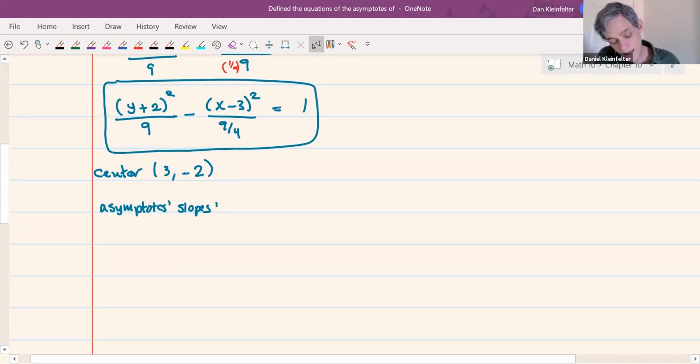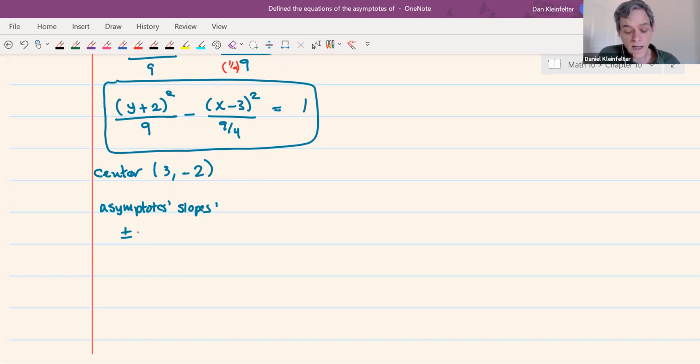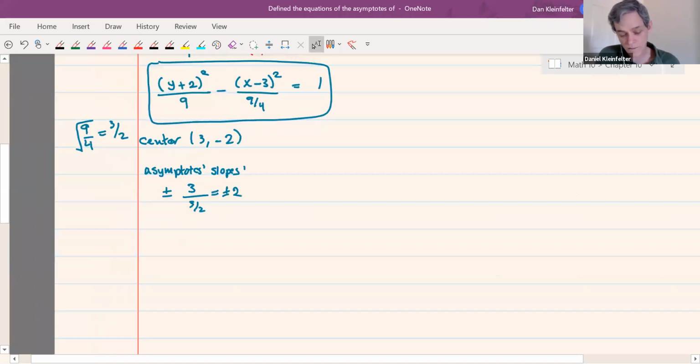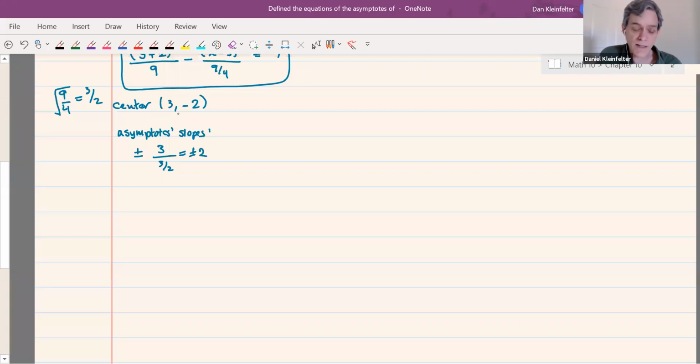So for that, it will be plus or minus. And then remember, for slope, it's the change in y over the change in x. Taking a look at the terms for y, we have a 9 in the denominator on y. Square root of 9 is 3. Taking a look at the x term, the denominator for x is 9/4. The square root of 9/4 is 3/2. So that'll be the denominator. 3 divided by 3/2 is going to be 2. So the asymptote slopes will be plus and minus 2. They have to pass through the center, which was 3, -2. So we just need to find the equation of a line, or two lines, that pass through 3, -2 and have slopes of 2 and -2.